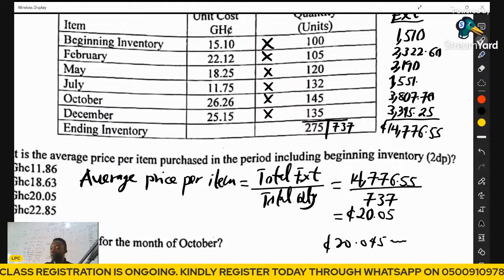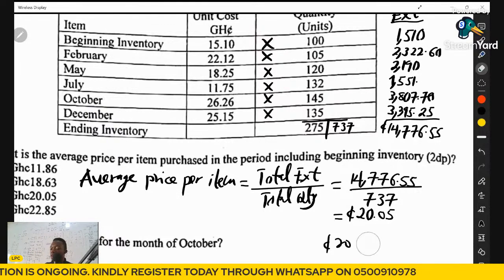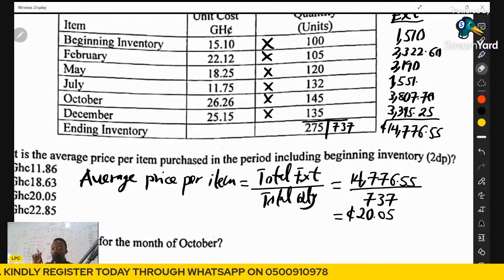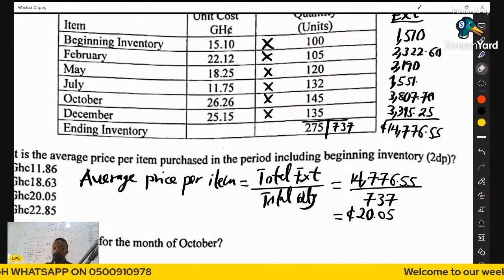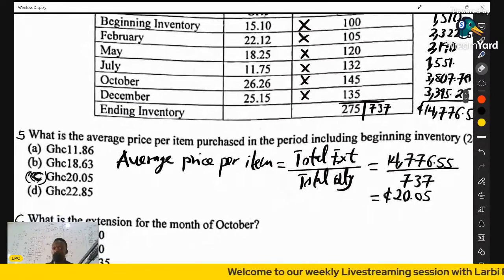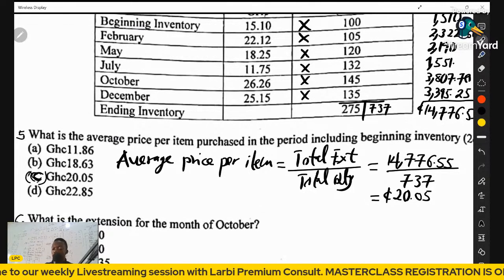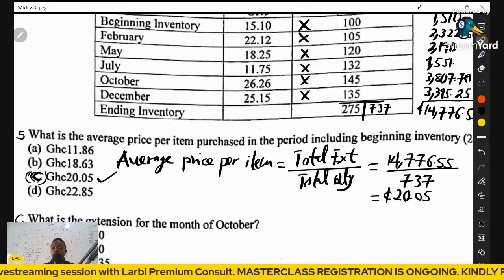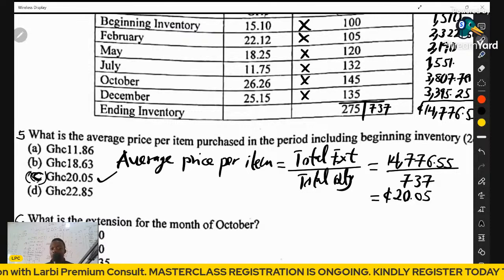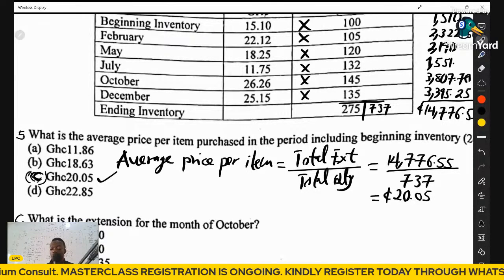So meaning that we are going to get 20.05 as our average price per item, since we were asked to correct to 2 decimal places. And I believe that is fine there. So meaning that we're going to get option C, which is 20.05 in that line. So I'll just shade it and then I'm good to go.